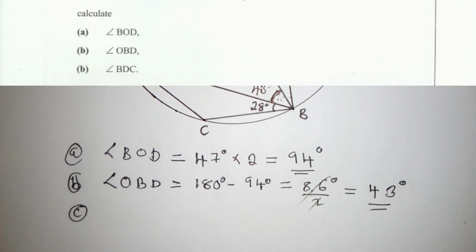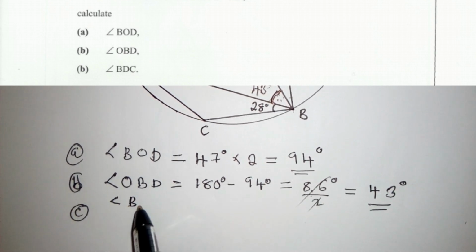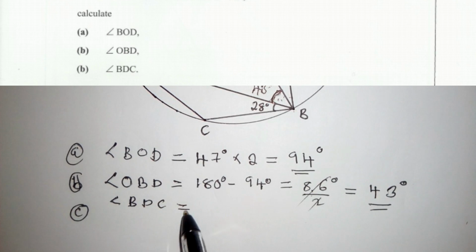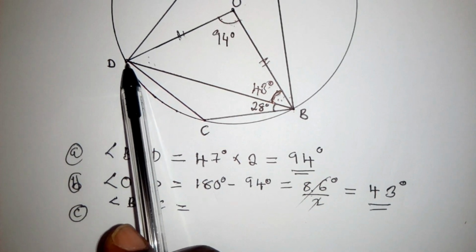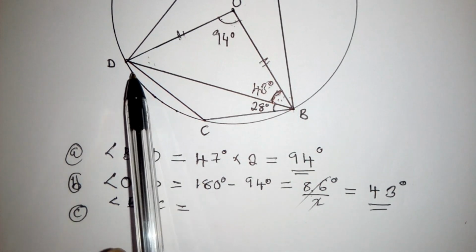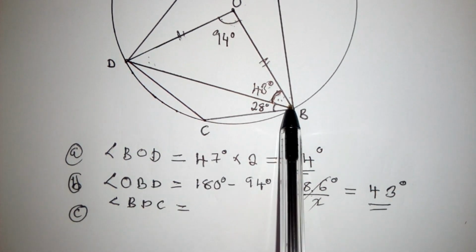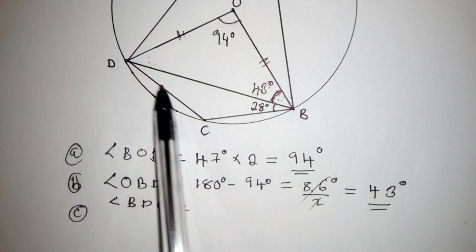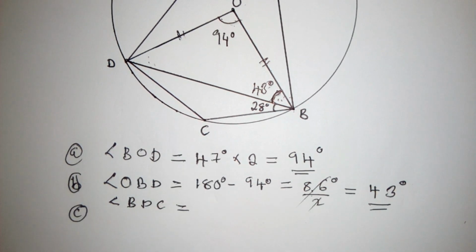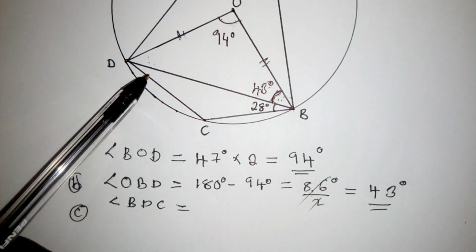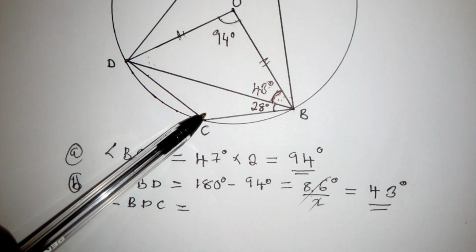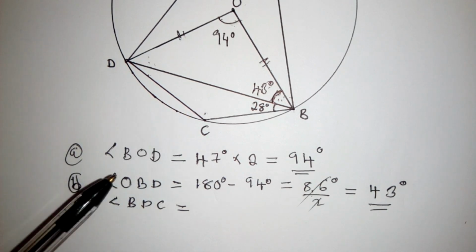We go to C. Though in the question paper it's written D, this is C. So angle BDC. They want us to find angle B, where is B? It's over here. BDC. So what can we do to find BDC? Of course, we have this one already, 28. So in order for us to find this angle, we need to find this angle. Now, how do we find this angle?